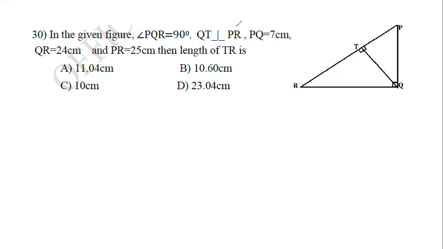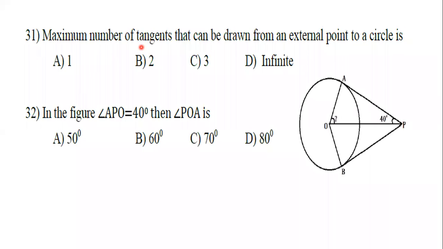Next, 31st question. Maximum number of tangents that can be drawn from the external point to a circle. So this is the circle, this is the external point. How many tangents you can draw? Only 2 tangents. So which option is right? Option B is correct.